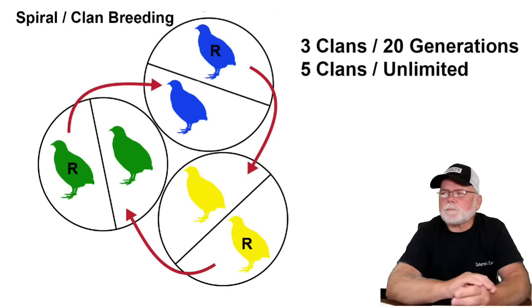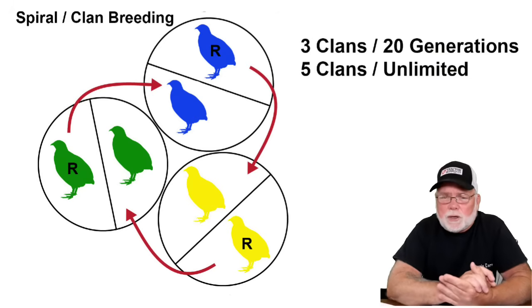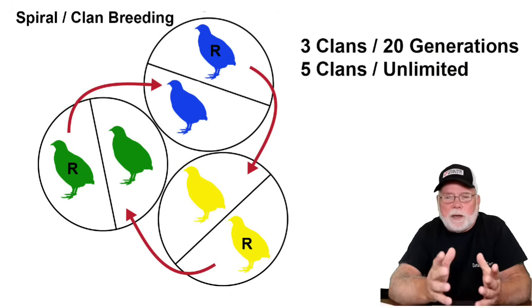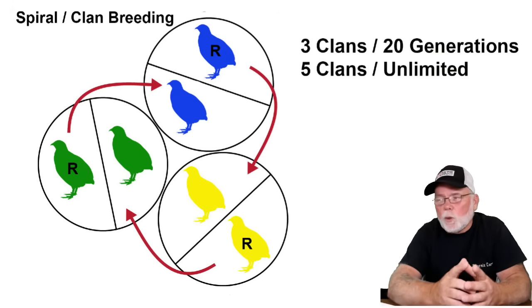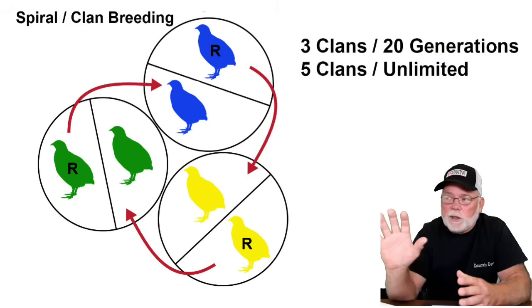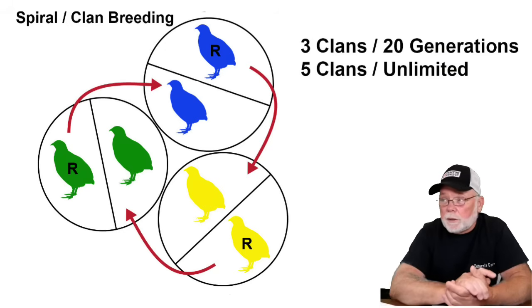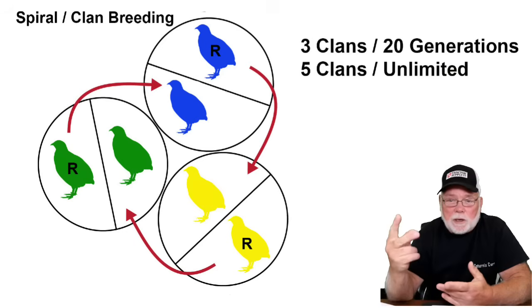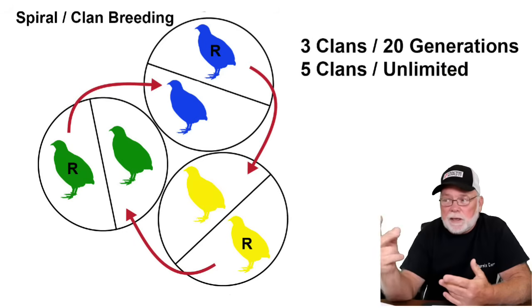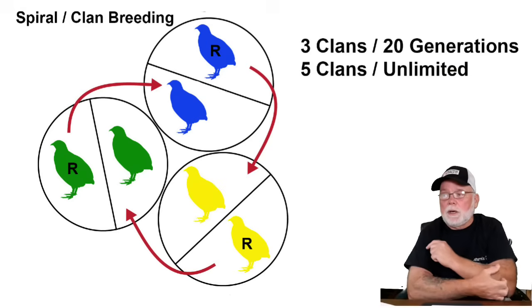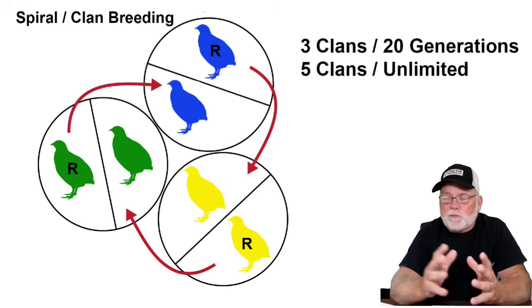So to get the basic understanding of the spiral breeding program, all you have to remember is that in generation one, your first generation, you put your three groups together. In each group, the rooster and the hen will be the same color. In this case, two blues, two yellows, and two greens. So that's your first generation.